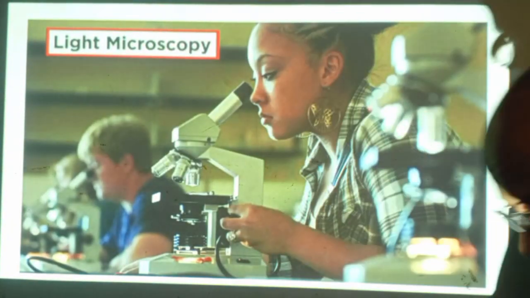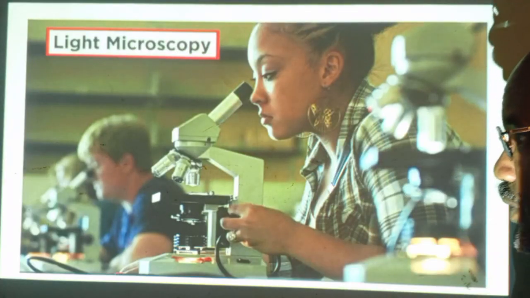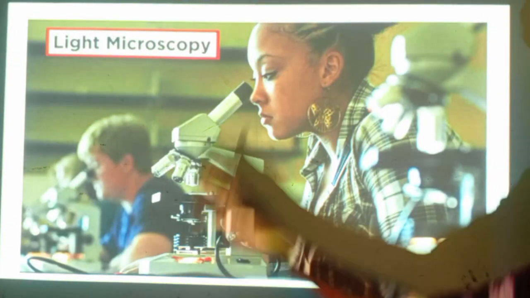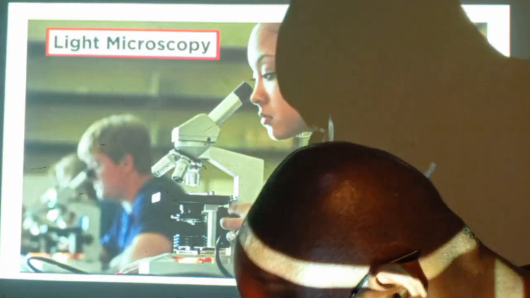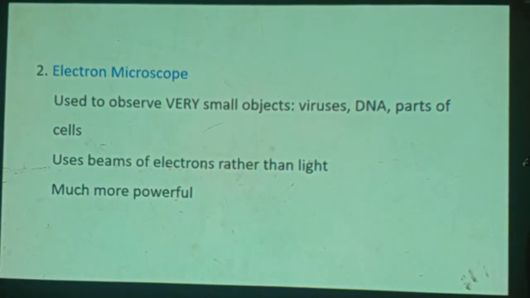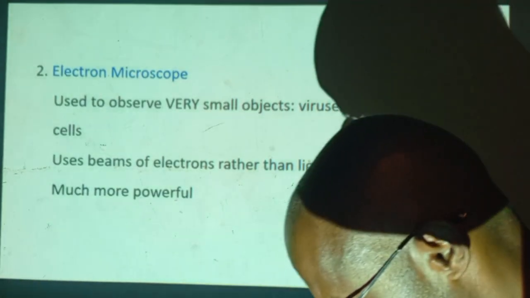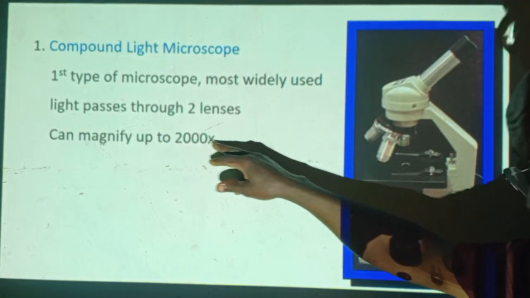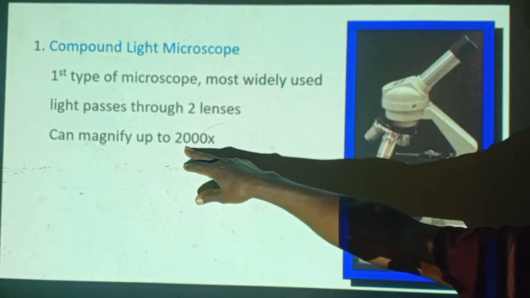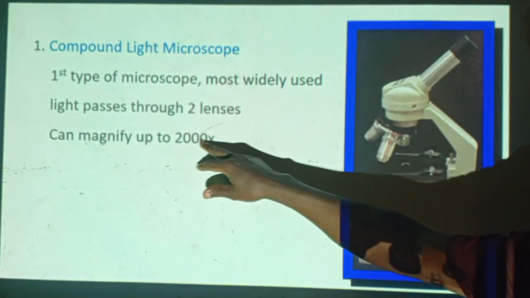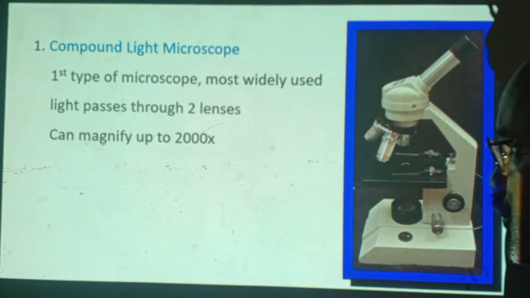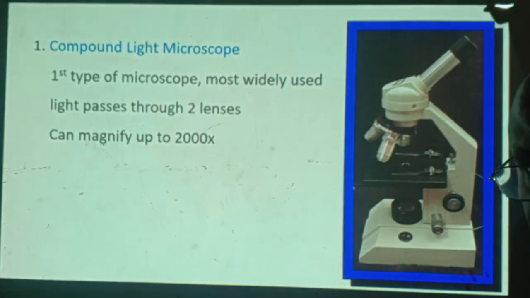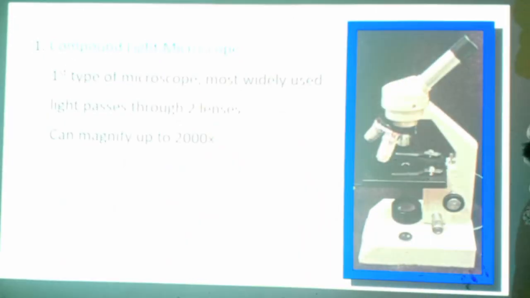This is where students are observing through a compound light microscope, and the other is the electron microscope, much more sophisticated with the highest power. By the way, the compound light microscope gives you a maximum magnification power, the most complex type of compound light microscope gives a magnification power of 2000. That means it increases the size of a specimen that you are observing 2000 times.